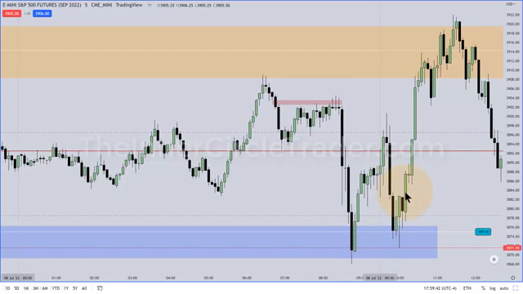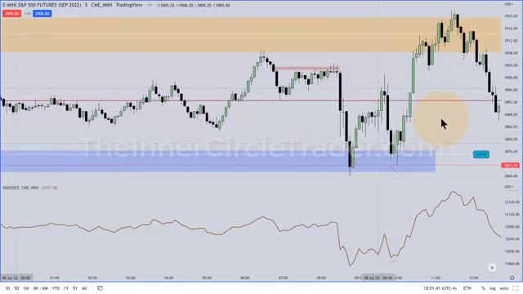Small little gap here. There's your entry here. You can be a buyer there. Rally it up into buy side liquidity. That's a 5-minute chart. Okay. We're going to go a little bit better than that. We're going to zoom in and we're going to incorporate SMT.